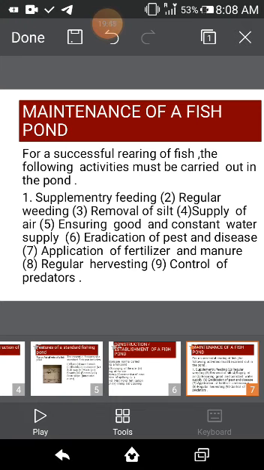Disease outbreak and starvation. Using any recommended harvesting method, that we are going to list in our next class.